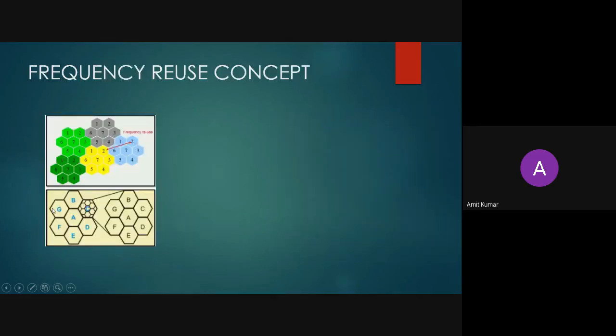So, I will explain how the frequency reuse concept works, how frequency is reused, why we are doing that, and what benefits we are getting from frequency reuse. This is the most important part, or you can say the heart of your mobile communication system, the cellular system.